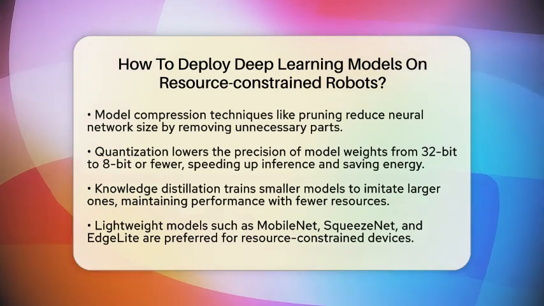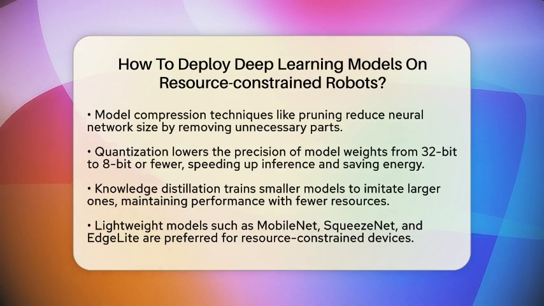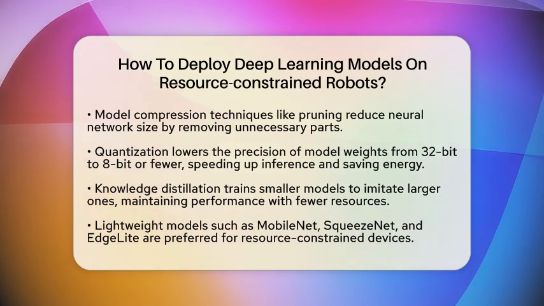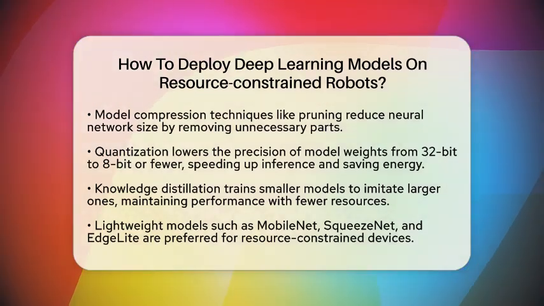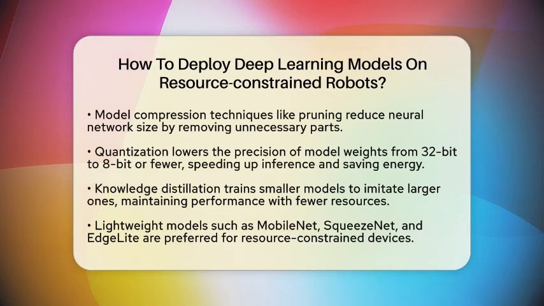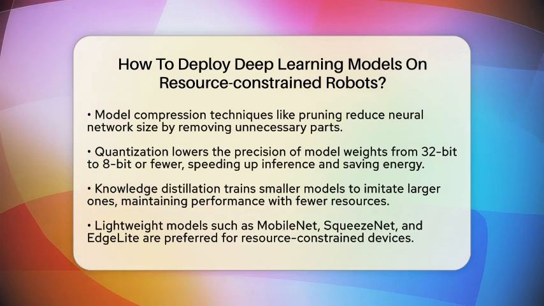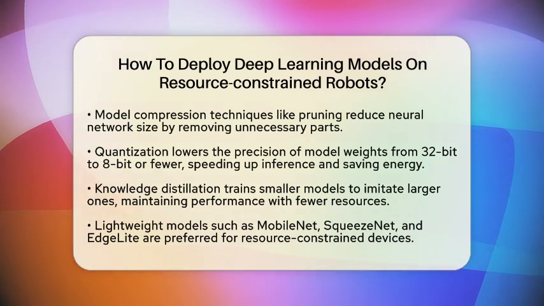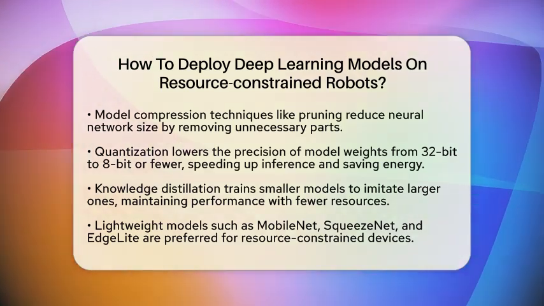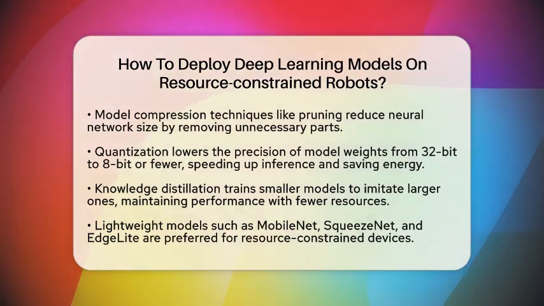Choosing the right model architecture is also key. Instead of using big, heavy networks, engineers pick lightweight models like MobileNet, SqueezeNet, or EdgeLite. These are designed specifically for devices with limited resources. They strike a good balance between accuracy and efficiency, perfect for tasks like recognizing objects or detecting hazards.